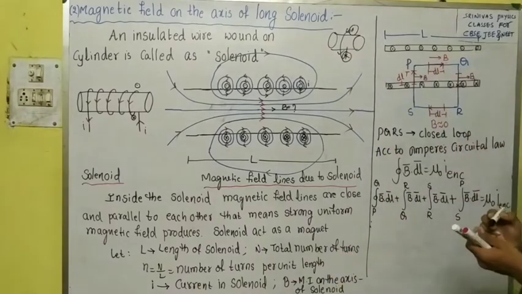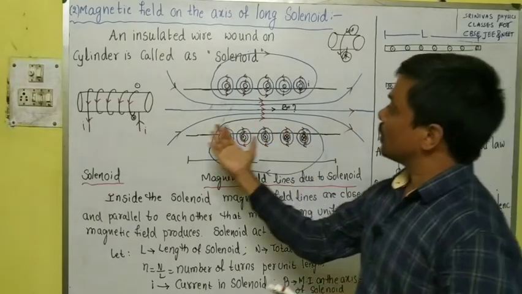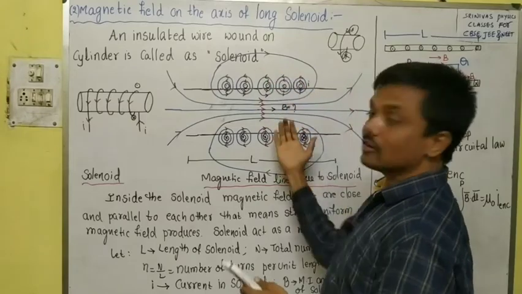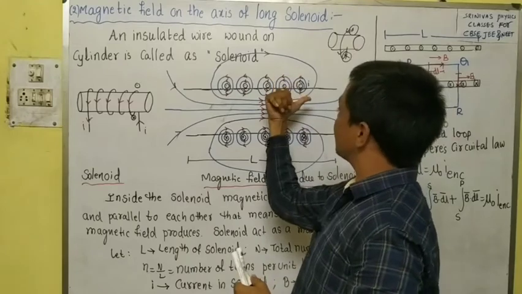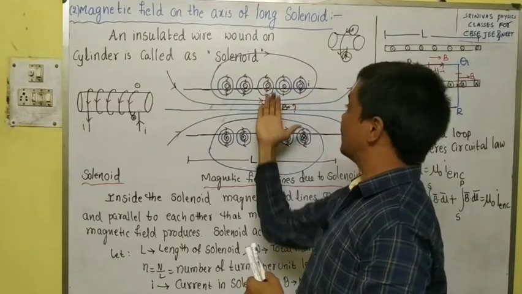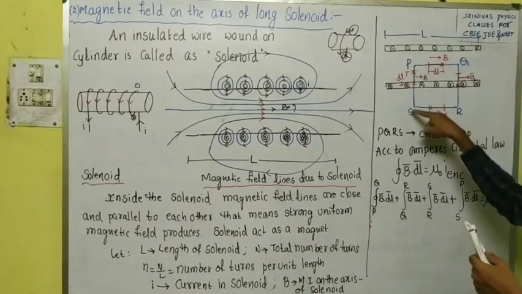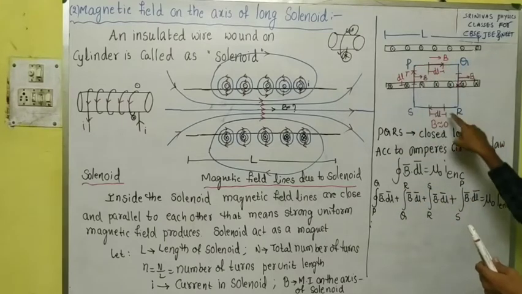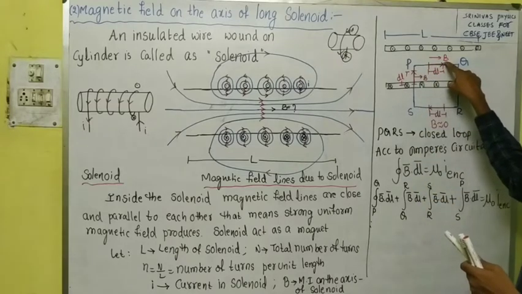Look here, in order to find the field on the axis, what is the direction of the field on the axis? Now the current is like this circle, right? We take the curled fingers along the current and the thumb indicates the field, so the field is on the right side. Now I took one loop in order to find the magnetic induction. That loop PQRS is the loop to find the magnetic field on the axis of the solenoid.